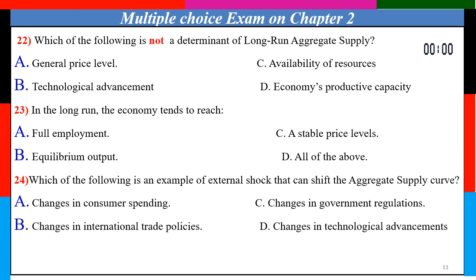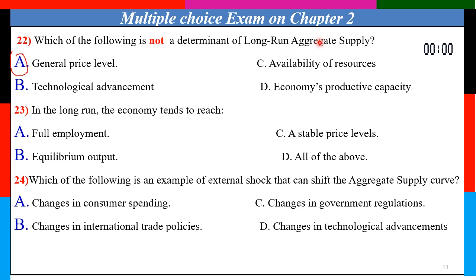Question number 22. Which of the following is not a determinant of long-run aggregate supply? A. General price level. B. Technological advancement. C. Availability of resources. D. Economy's productive capacity. A is the right answer.